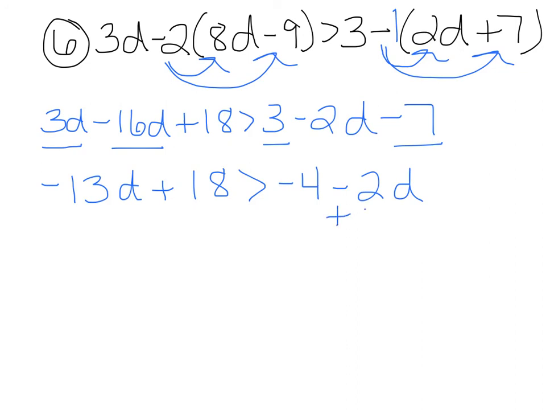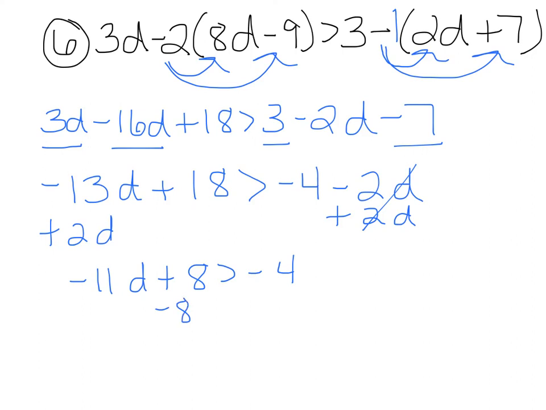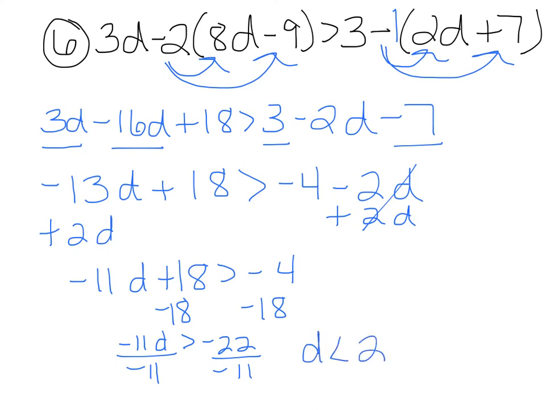I'm going to add 2d to both sides to give me negative 11d plus 8 is greater than negative 4. When I subtract 8 from both sides, I'll be left with negative 11d is greater than, that should be 18. There we go. Be negative 22. And when I divide by negative 11, I get d is less than 2. Because we divided by a negative number, we have to change that sign. Our final answer is d is less than 2.